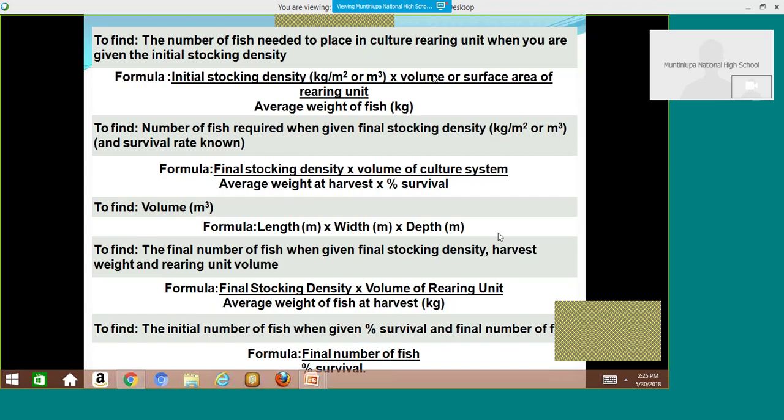So these are the formulas that you should take note of in putting the fish in the particular environment they should live in. Take note of the formulas in order to have good production and a good output of the fish that will be harvested from the pond.